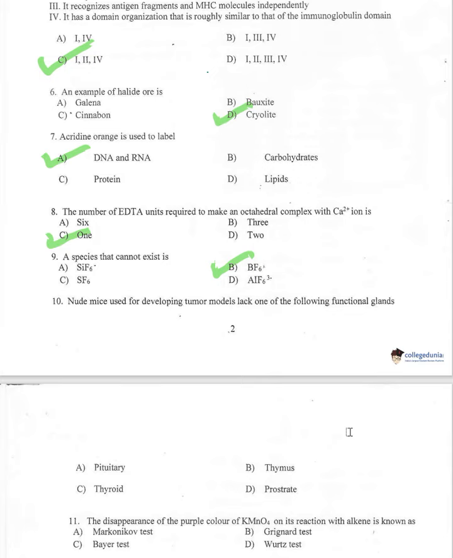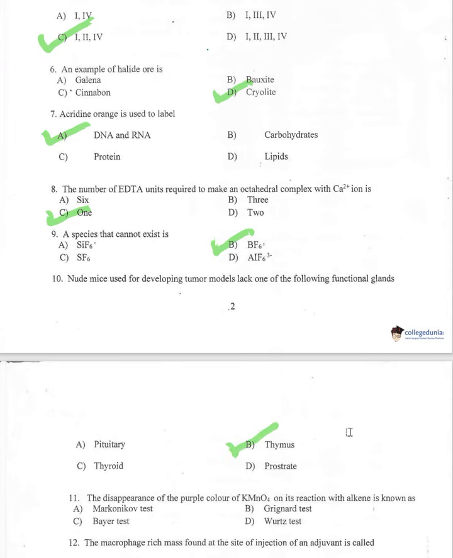Question number 10. Nude mice for developing tumor models lack one of the following functional glands: A. Pituitary, B. Thymus, C. Thyroid, and D. Prostate. The correct option here is B, thymus. The thymus gland is not found in nude mice, and so nude mice lack a normal immune system.